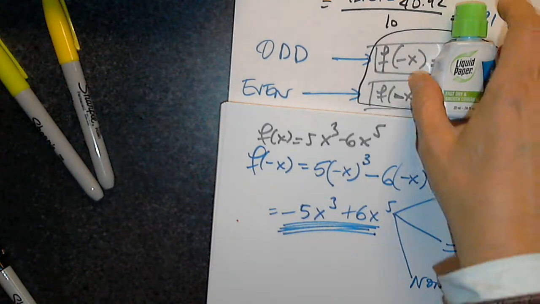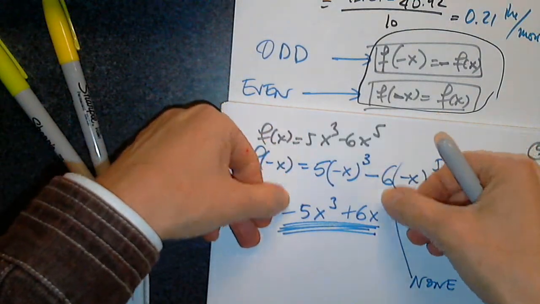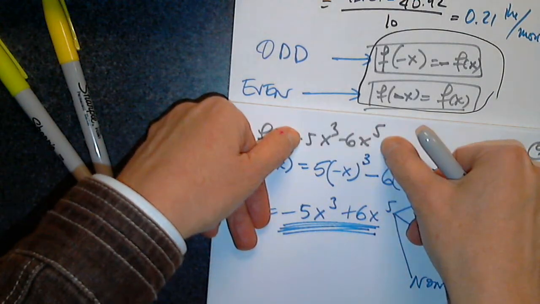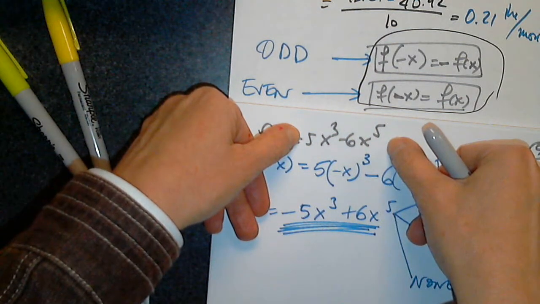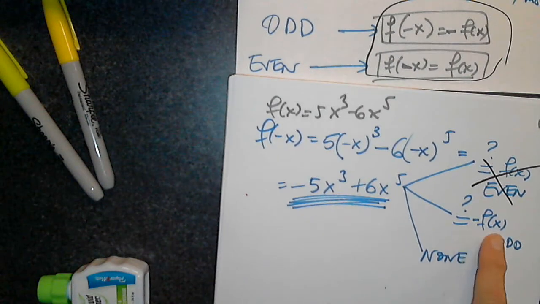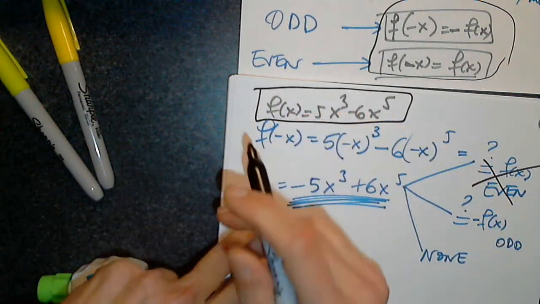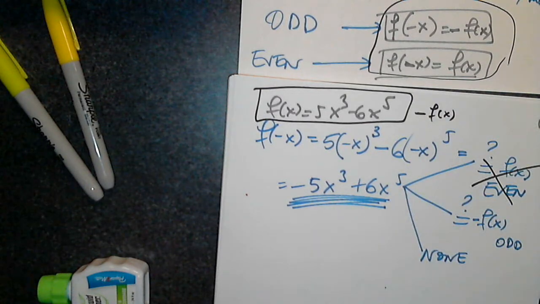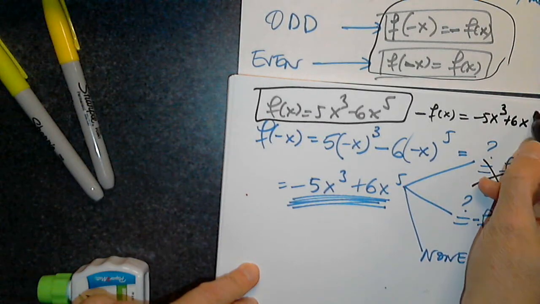I agree. So, is this the same thing as the function? Are these 2 quantities the same? No. So now I want to determine negative f of x. If I have f of x, what do I do to both sides to determine negative f of x? That's it. So negative 5x to the third plus 6x to the fifth.